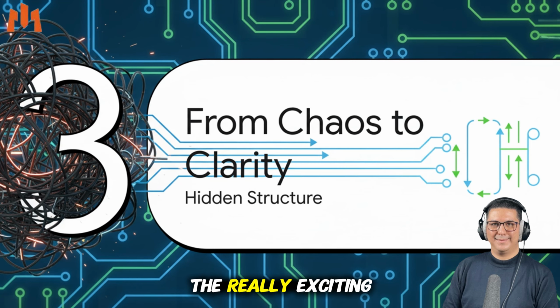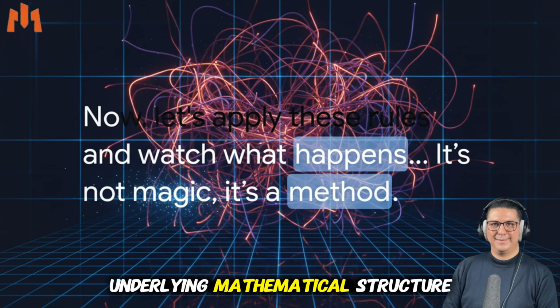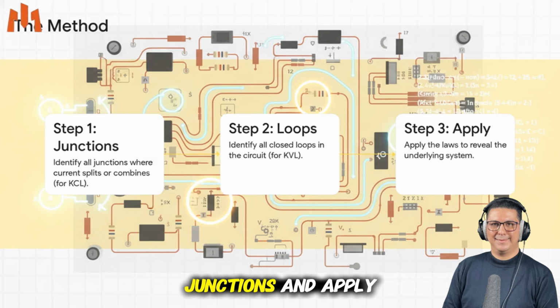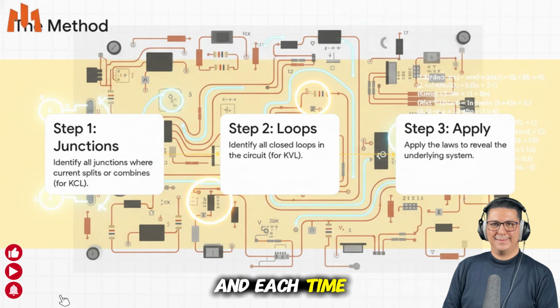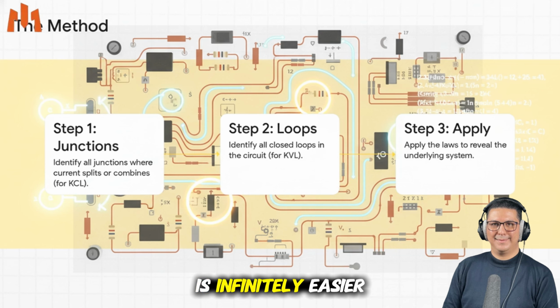Okay, now for the really exciting part. We're going to take these two principles and use them to transform that confusing mess of wires into something clear, elegant, and totally solvable. The way we apply them is everything. This isn't magic. It's a method. By systematically looking for the loops and the junctions, we can reveal the underlying mathematical structure of any circuit. Here's the method. First, you find your junctions and apply KCL. Then, you find your loops and apply KVL. And each time you do this, you get a simple linear equation. And trust me, a set of simple equations is infinitely easier to solve than a complex, chaotic diagram.